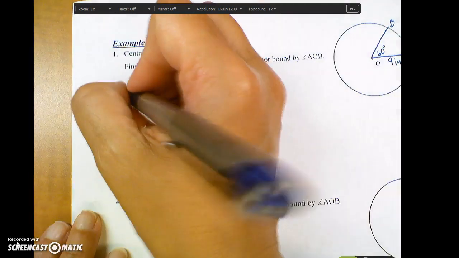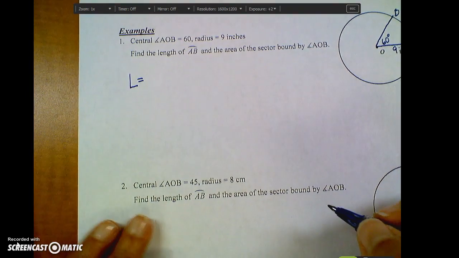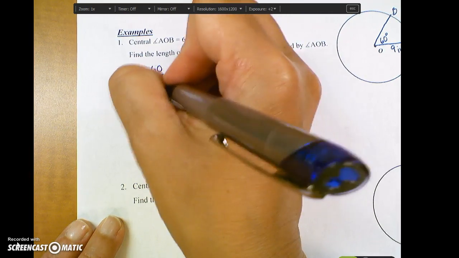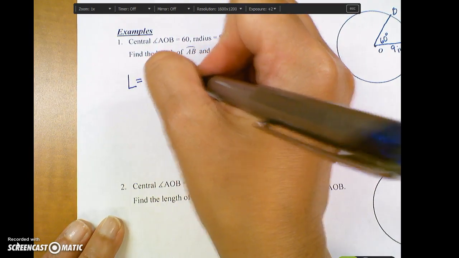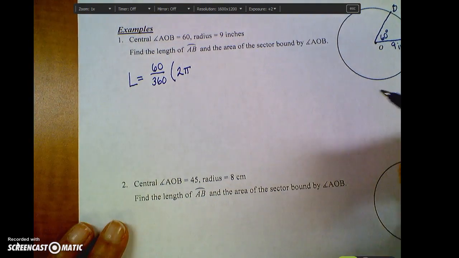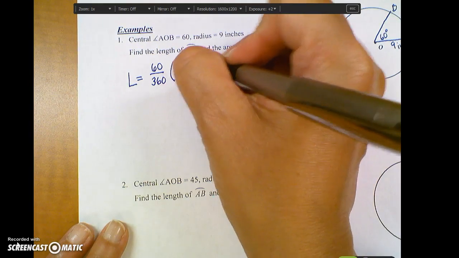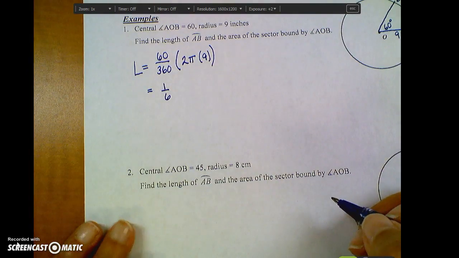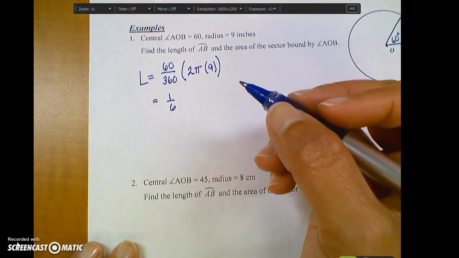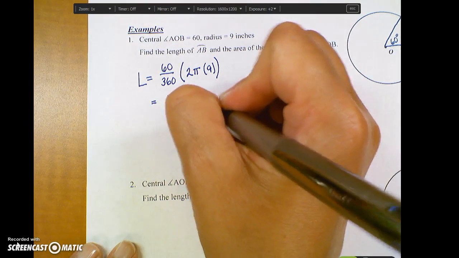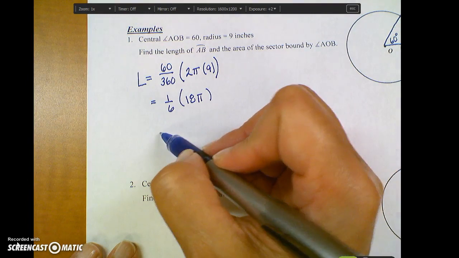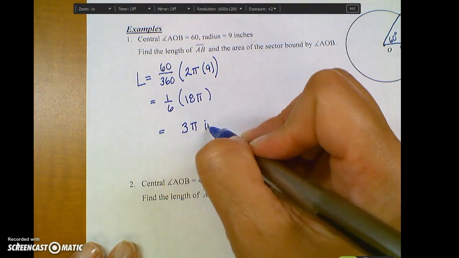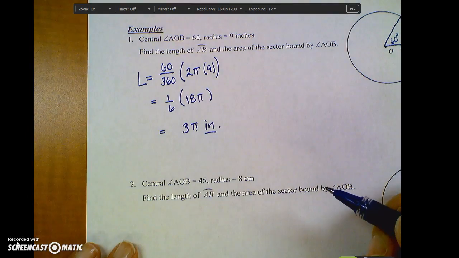Okay, so the length of the arc, I'm going to call it L, is equal to, if you recall, the central angle over 360 times the circumference, which is 2 pi r, and our radius is 9. So we go ahead at that point and we just clean up. So 1/6 of 18 pi gives you a grand total of 3 pi, and this is length, so the units will be inches.